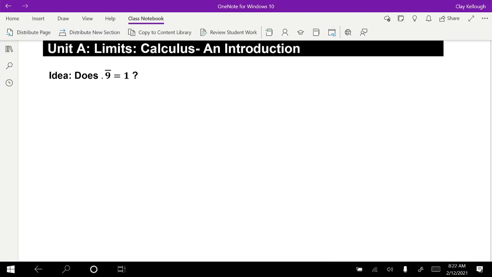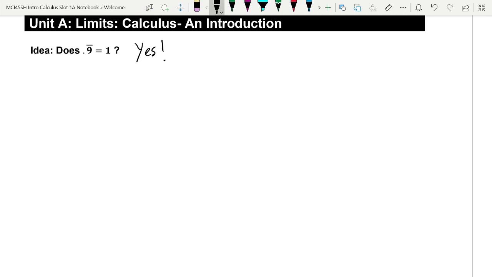Does 0.9 repeating equal 1? This seems counterintuitive for a lot of people, but the answer is actually yes. And some people would say, well, wait a minute, it's not quite 1 because it's smaller, right? It's smaller if you think about it.